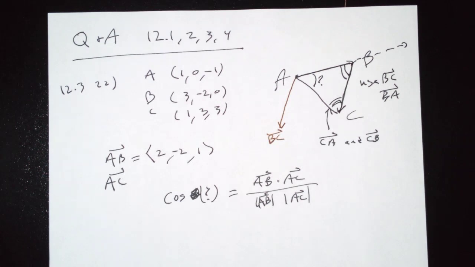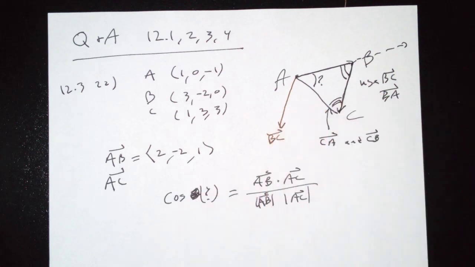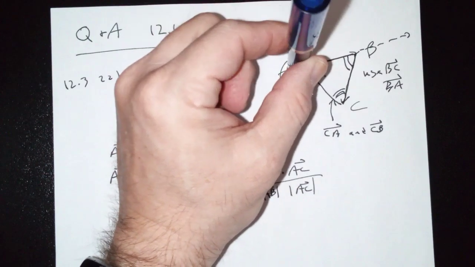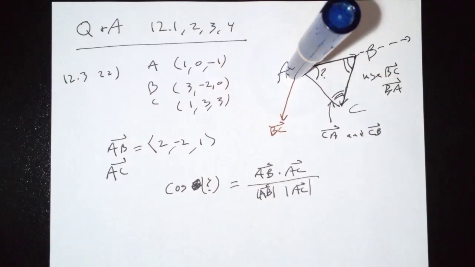Okay. How would I find a vector perpendicular to the plane containing those 3 dots? The plane containing those 3 dots is the piece of paper. So I need this vector. How can I find that vector from just the coordinates of those points?